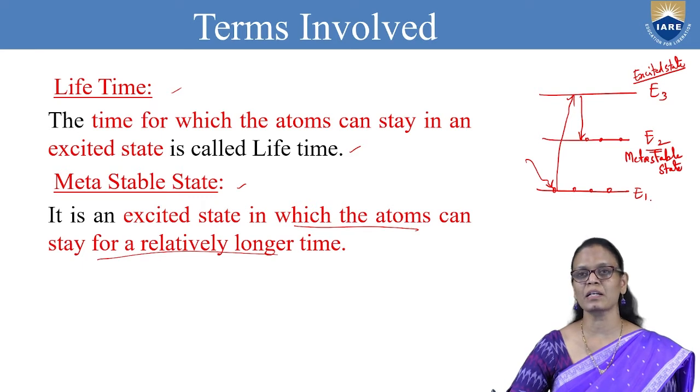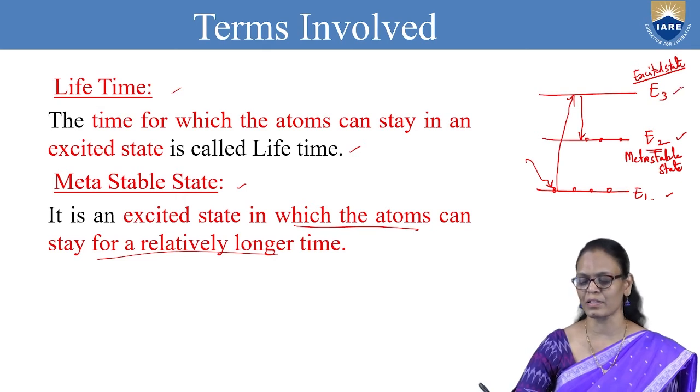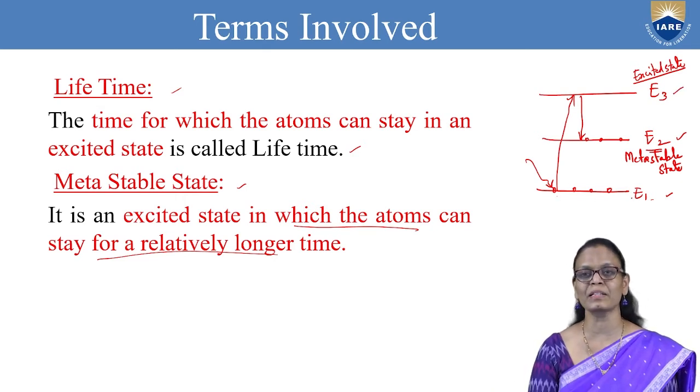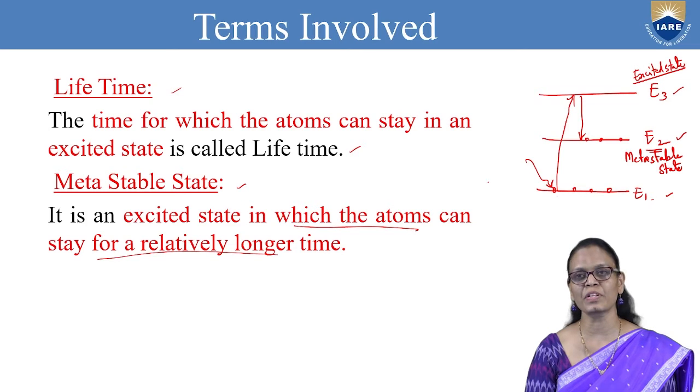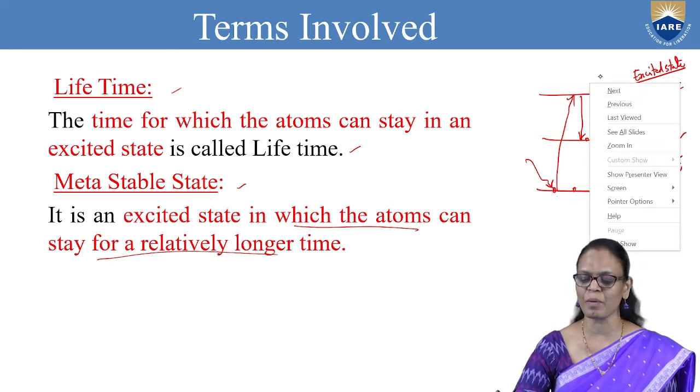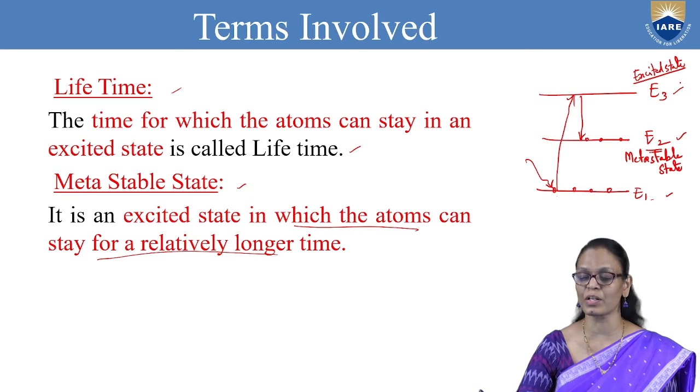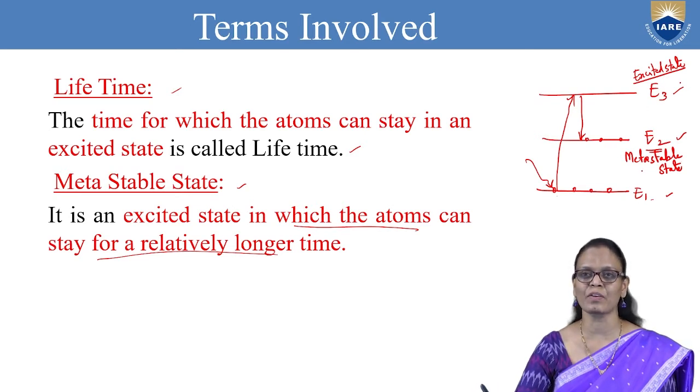So E1 is the ground state, E2 is the metastable state, E3 is the excited state. The atoms will actually be in the ground state, and after absorbing energy, they go to the excited state. And from the excited state, they come to the lower energy level, that is the metastable state, where they can stay for a longer time.